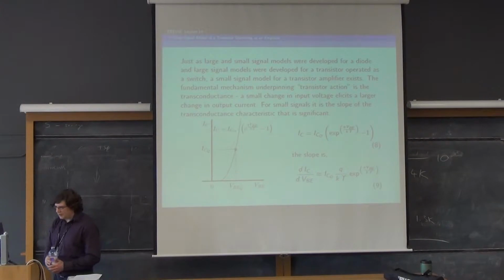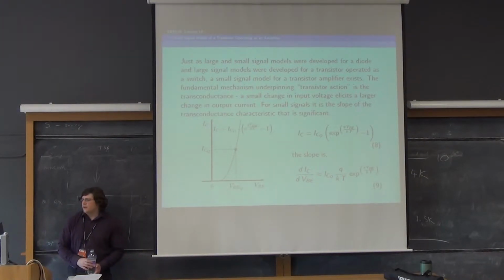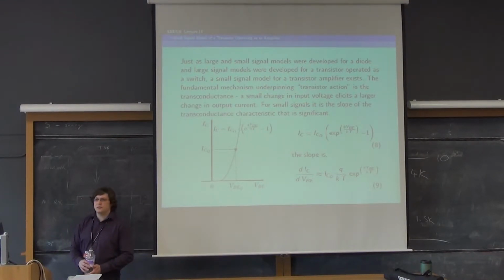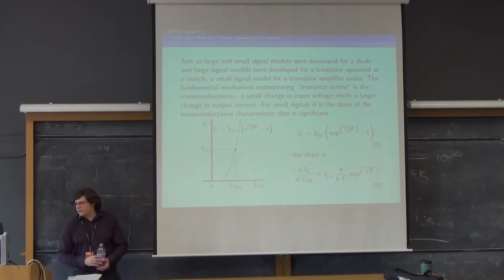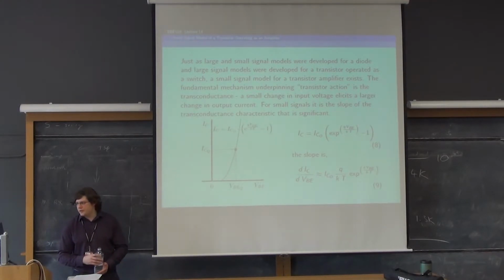Well, the transistor is following similar lines. Just as large signal and small signal models were developed for the diode, and large signal models were developed for the transistor in switching situations, a small signal model for the transistor exists. I've been going on about it, now you're probably bored, but transconductance is the mechanism by which three-terminal amplifying devices operate. So it's transconductance that we're going to worry about when we work out what our small signal model should be. And when I say transconductance, what I mean is a small change in VBE gives rise to a larger change in IC. That's the collector current.